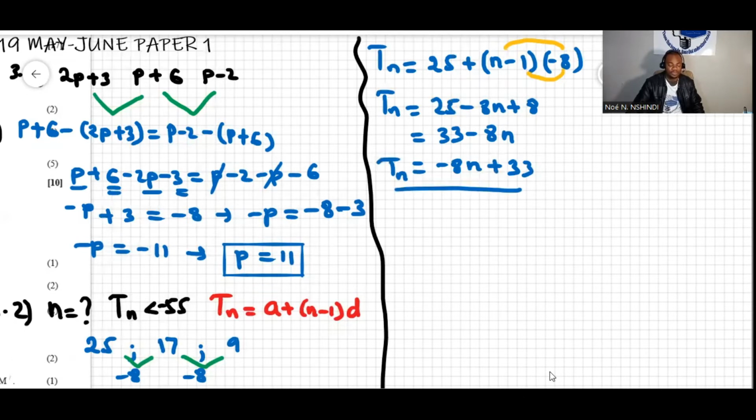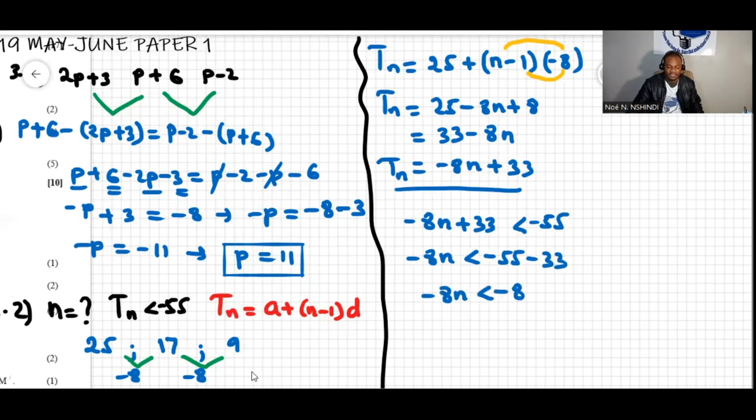Okay, but now we are looking for the smallest value of n for which Tn will be less than negative 55. So what am I going to say? I'm going to write here negative 8n plus 33 less than negative 55. So if I move 33 over, negative 8n will be less than negative 55 minus 33. And then this is negative 8n must be less than negative 88. So to find n, I must divide here by negative 8 and there by negative 8.